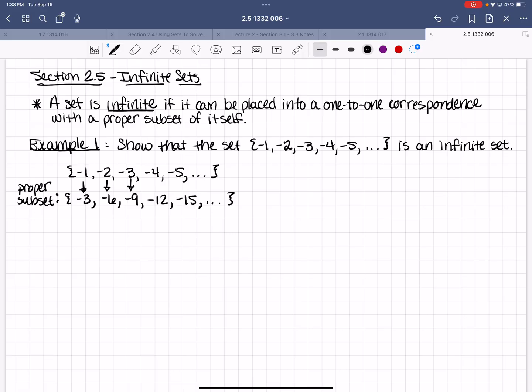Okay. -4 will automatically pair with -12, right? -5 will only pair with -15. There is a one-to-one correspondence.